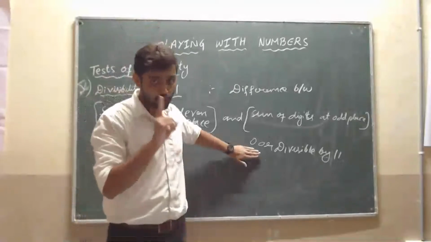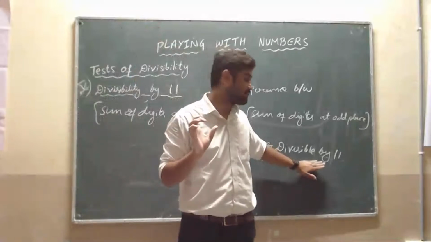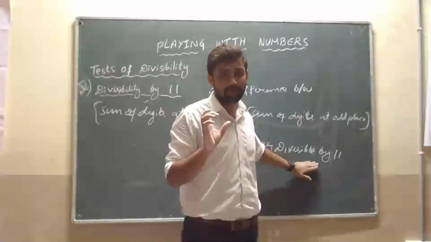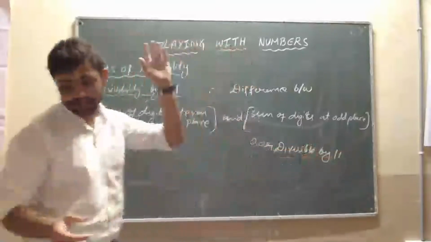Then we have to get the answer in particular. That should be 0, or otherwise it should come in the 11 table. Otherwise, it is a multiple of 11 or divisible by 11. I will explain with one example.